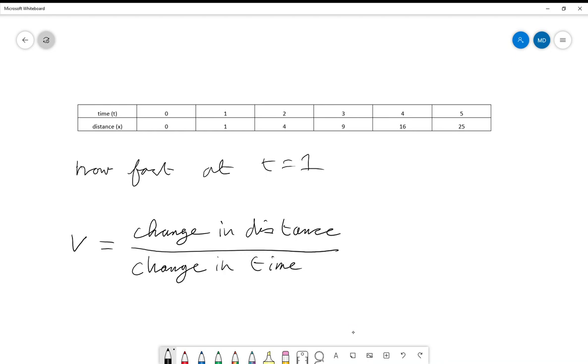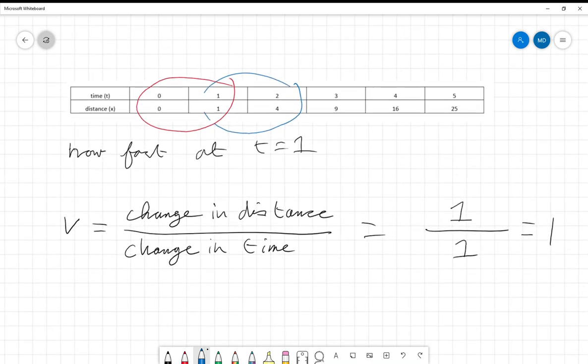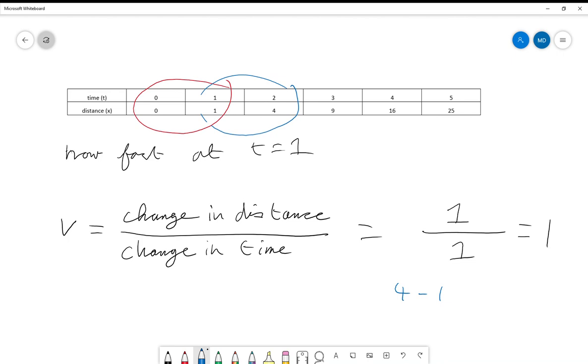Now this seems like something we can easily calculate because we have this. So at 1, well, it's gone 1 time unit, so our change in time is 1, and it's gone 1 distance unit, so our change in distance is also 1, and that gives us 1. So our velocity is 1. But that was considering these 2 bits. There's no reason why we couldn't consider these 2 bits. So we could also say the change in distance was 4 take away 1, divided by our change in time, which was 2 take away 1, which gives us 3 over 1, which is 3.